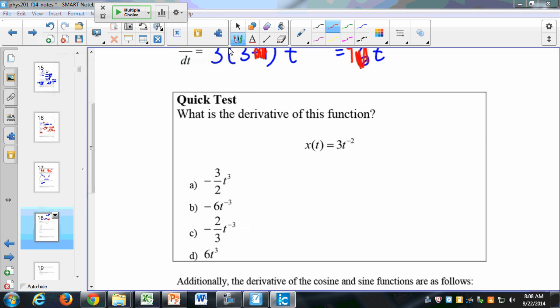Let's see. Negative 6t. Yeah, so you say negative 2 times 3, the exponent times the coefficient, times t to the negative 2 minus 1, which is t to the minus 3. So negative 6 times t to the minus 3.